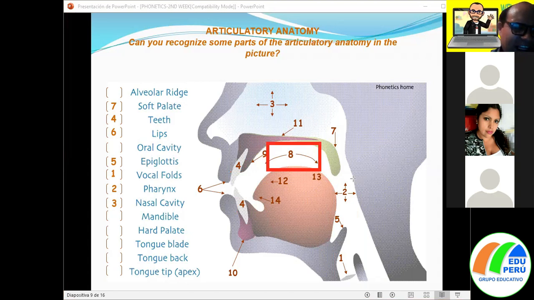I think it's hard palate. The hard palate, number eight. Notice the arrows. I think it's 11. How do we call this? Oral cavity. Yes, very good. You are right. The oral cavity. Similar to number three. Number three is the nasal cavity. Number eight is the oral cavity, the oral chamber. This is another technical name. Let's continue. What about number nine?